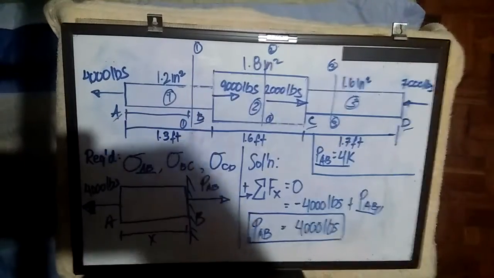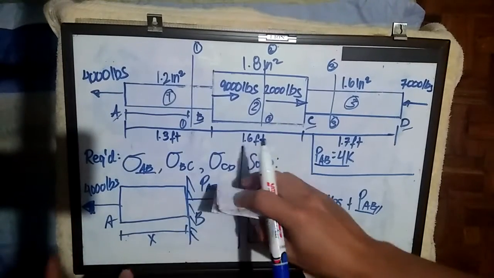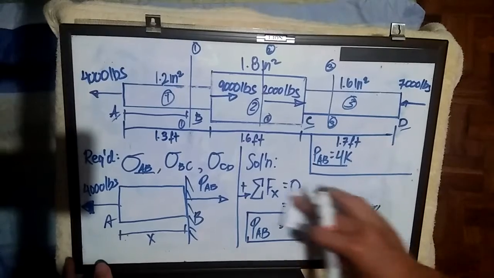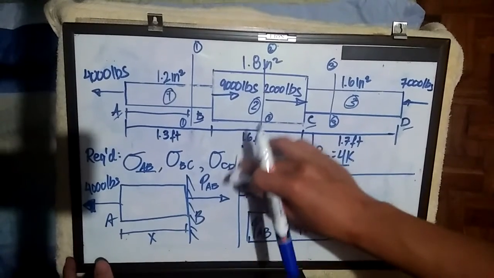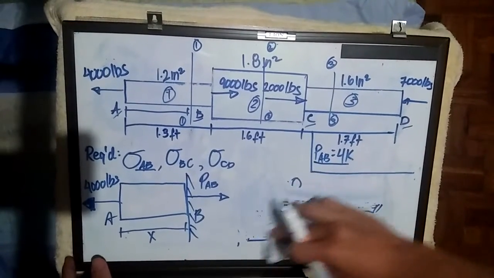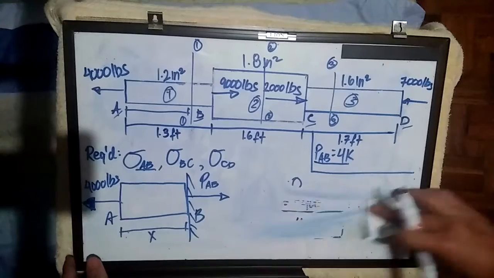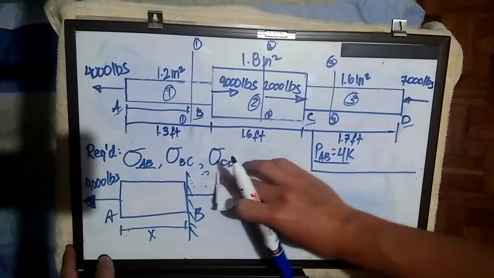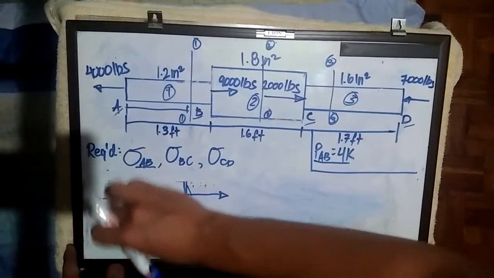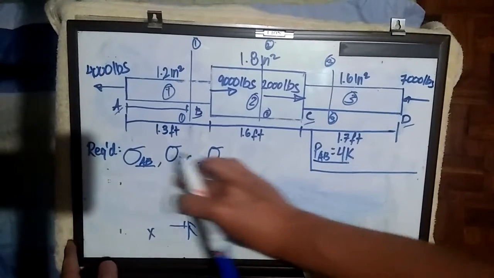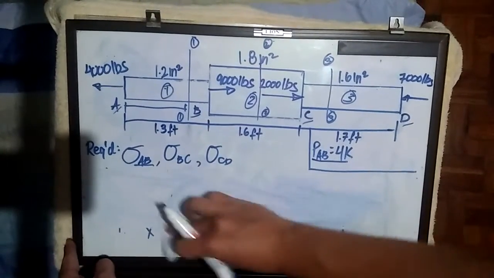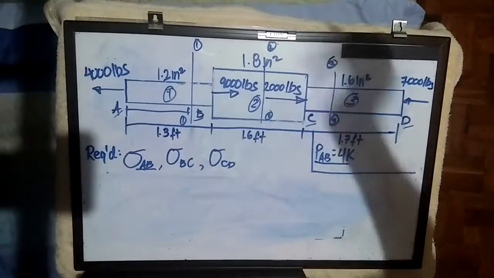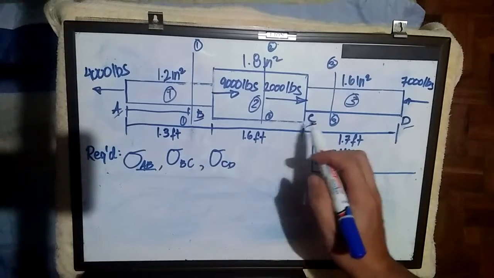Tapos, let's try to solve for BC naman. I-solve natin siya kay BC. So, erase lang po natin yun. Ito. Carefully, para hindi natin madamay yung free body diagram natin. So, erasing this. Yan. Let's try to solve for segment BC naman.